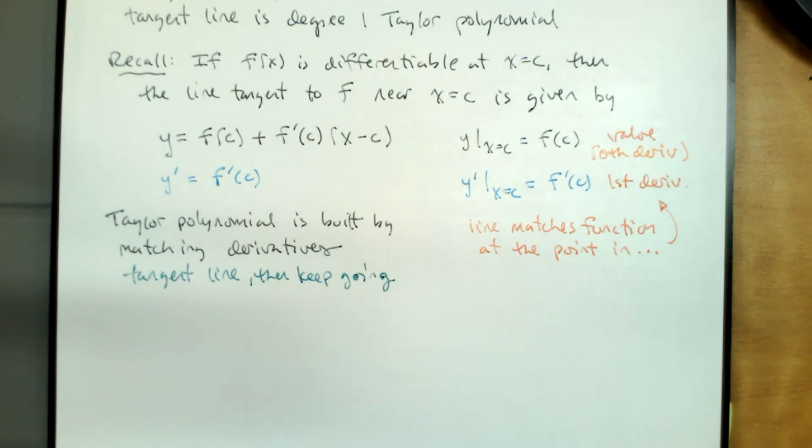When you write it, it doesn't seem like much. You just write a polynomial, but instead of just stopping the polynomial at the nth degree term, you write plus dot, dot, dot, saying, yeah, just keep going. Then your polynomial becomes a series. And look how fancy things got when we're talking about power series. So a Taylor polynomial is going to be built by matching derivatives. It's a tangent line, then keep going.